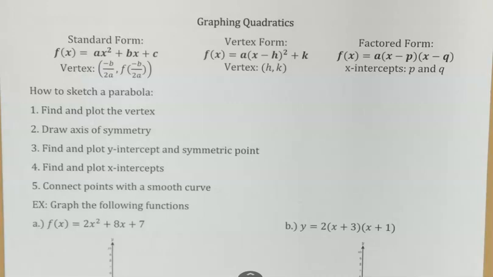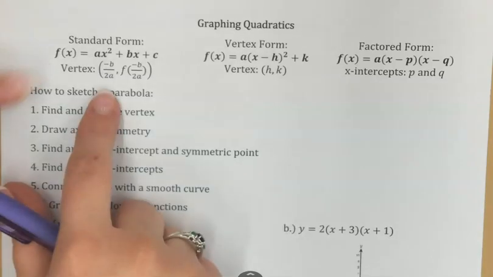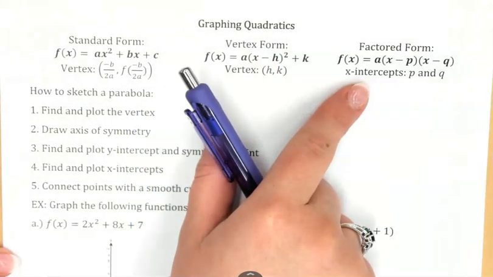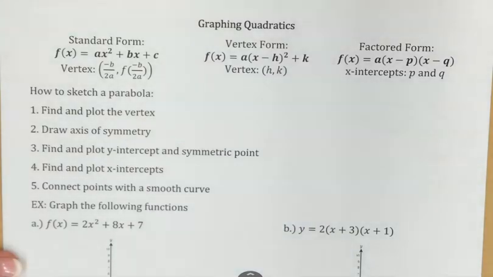We've got standard form, vertex form, and factored form. Those are the 3 forms that we're going to see. And the 5 points we want to find is first the vertex. So if you've got standard form, you have to use vertex formula. When you've got vertex form, that's a little more straightforward. And then factored form we'll talk about when we get there.